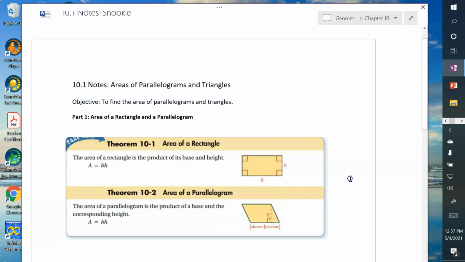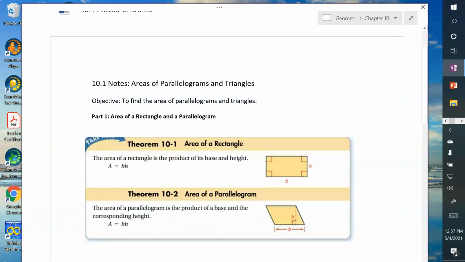Hello everyone, this is Mrs. Snook with section 10.1, Areas of Parallelograms and Triangles. And our objective is to be able to find the area of parallelograms and triangles.